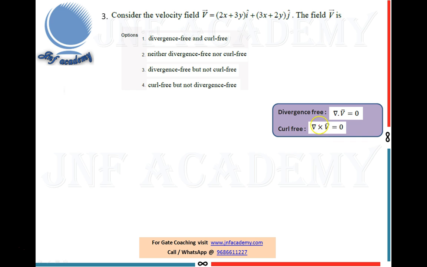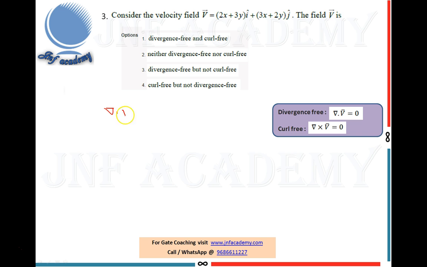Similarly, if the vector field V satisfies del cross V equal to 0, then this V is said to be curl free. This is the definition of divergence free and curl free. Divergence free is also called a solenoidal vector, and curl free is also called an irrotational vector. Next, I check divergence free first.